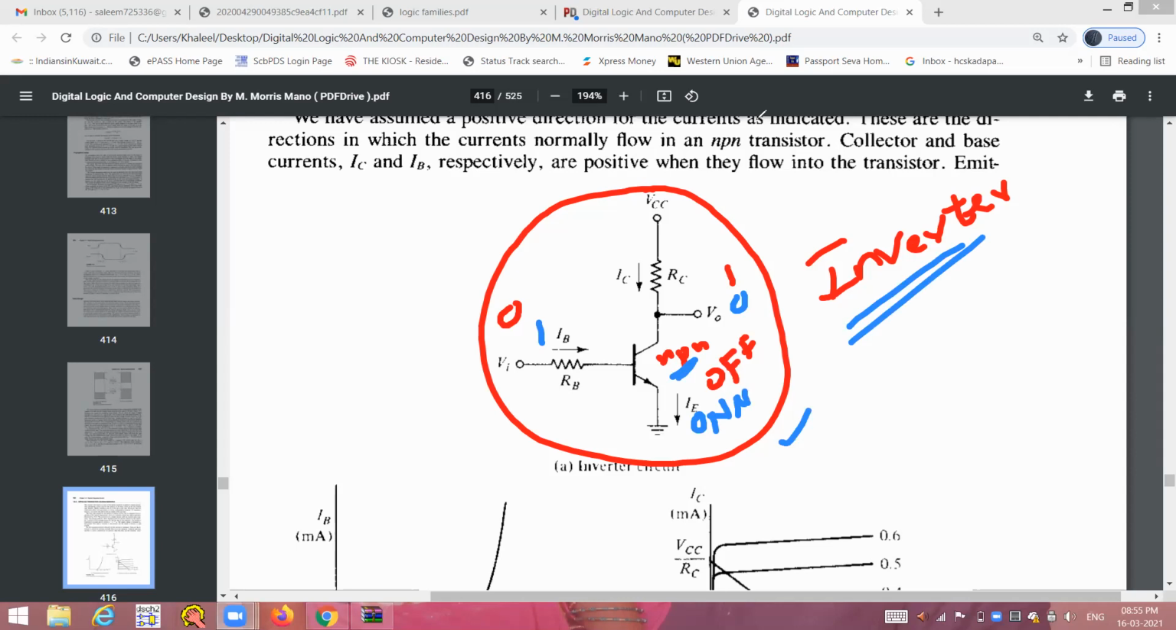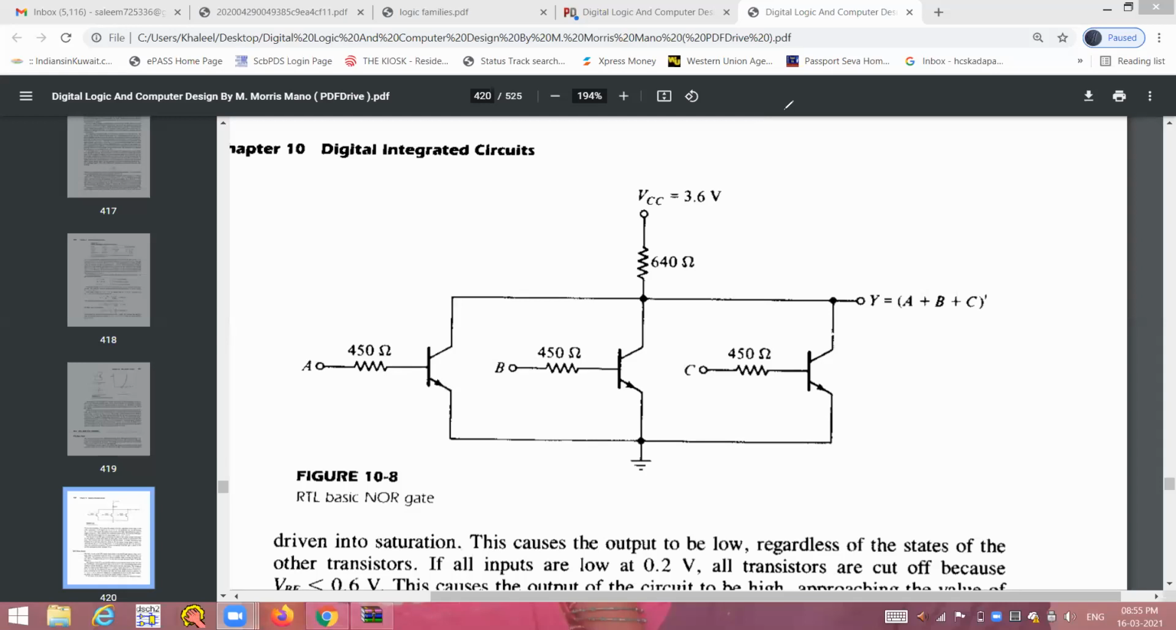Is it clear? Now we will see the RTL, resistor transistor logic. If you observe, I am going to discuss about the RTL basic NOR gate here. How many inputs are you observing? 1, 2, 3. Therefore it is a 3 input structure. Is it clear? Now before going to discuss about this, we know that for NOR, if one of the inputs is 1, then the output is equal to 0.